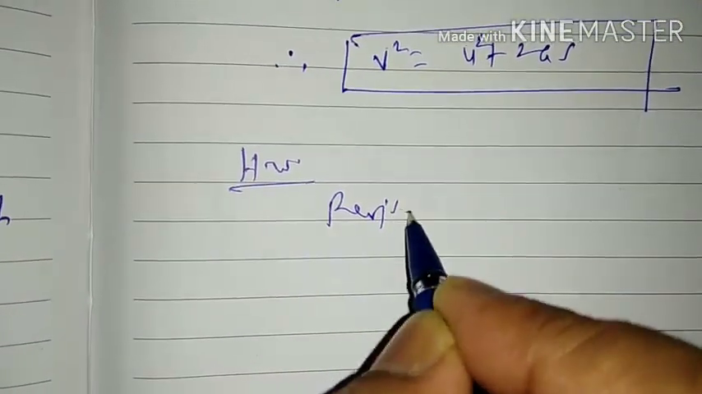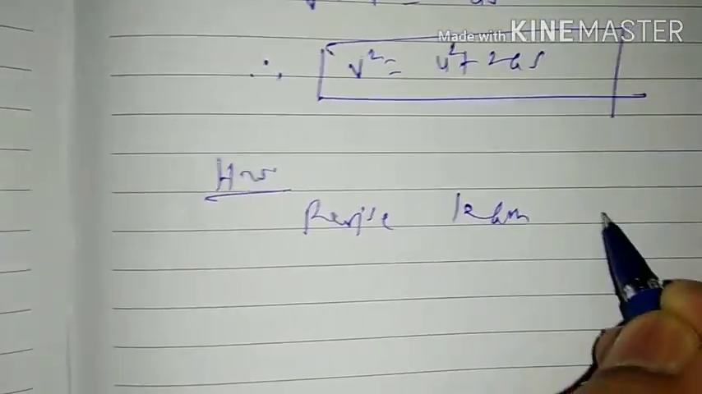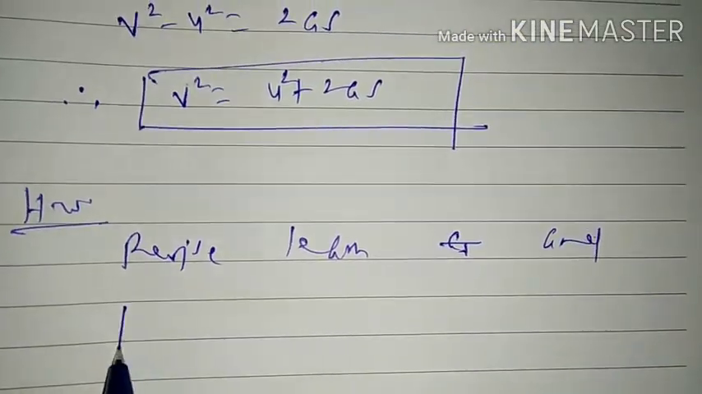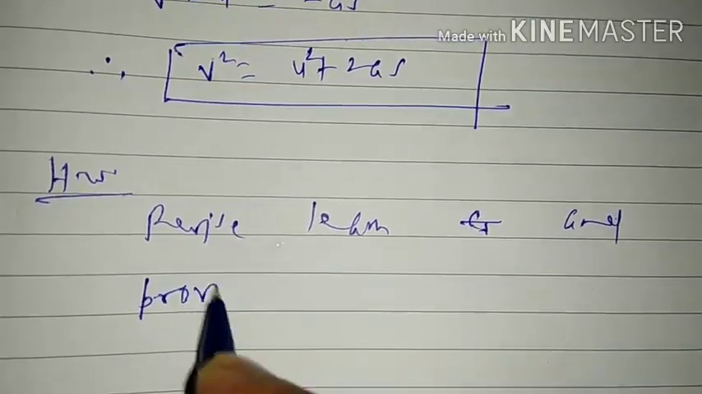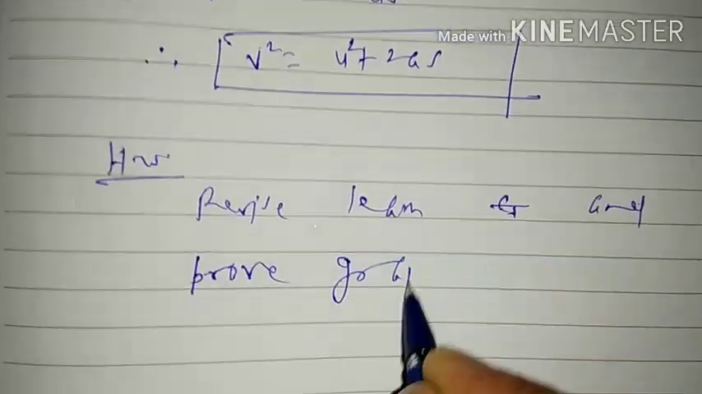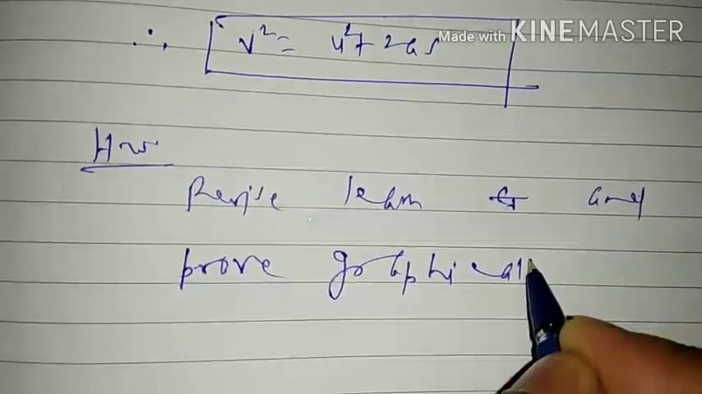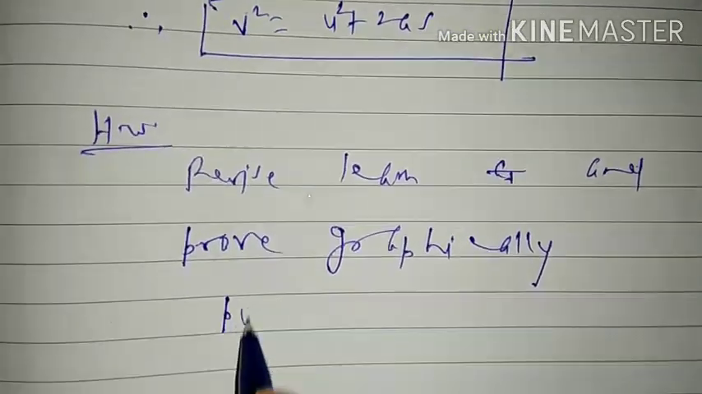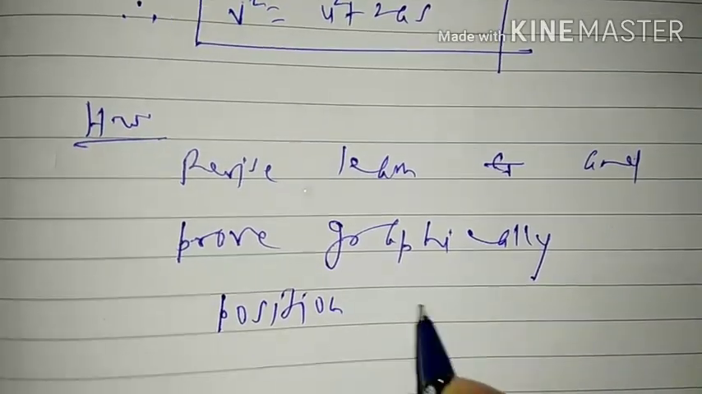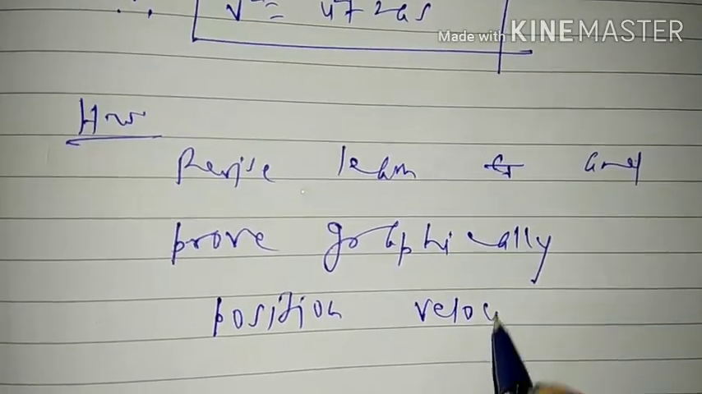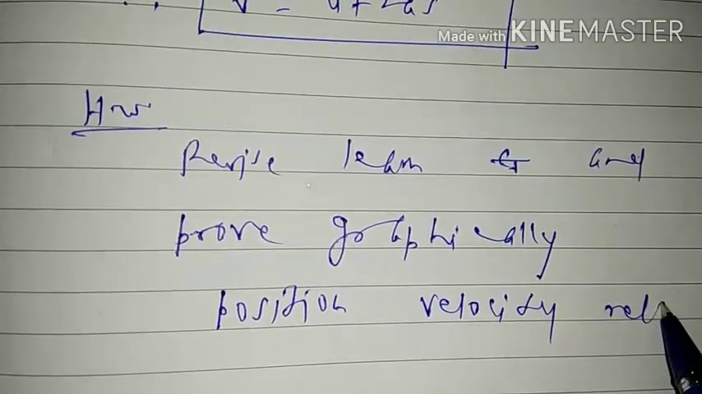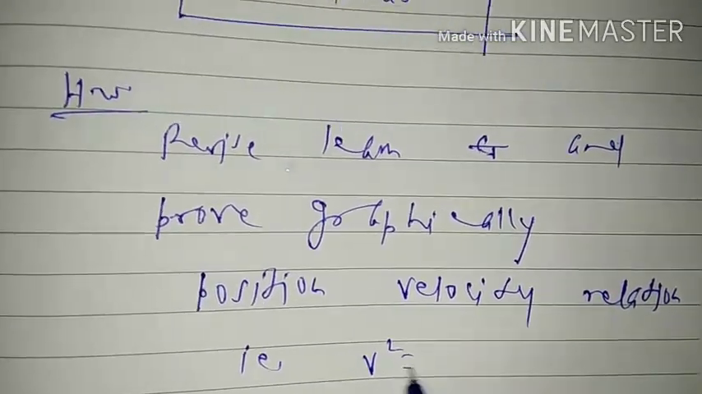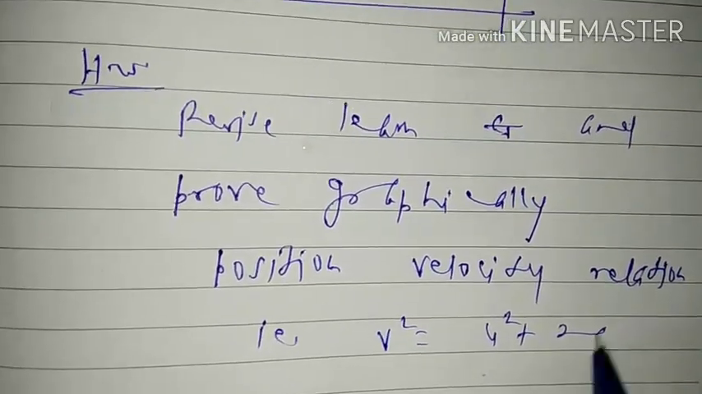Revise, learn and prove graphically the position velocity relation, that is v square is equal to u square plus 2as.